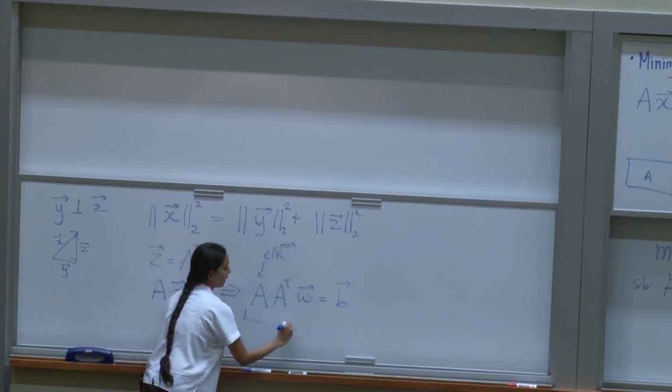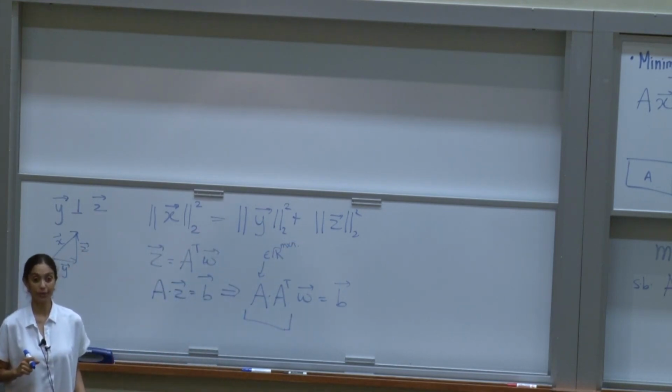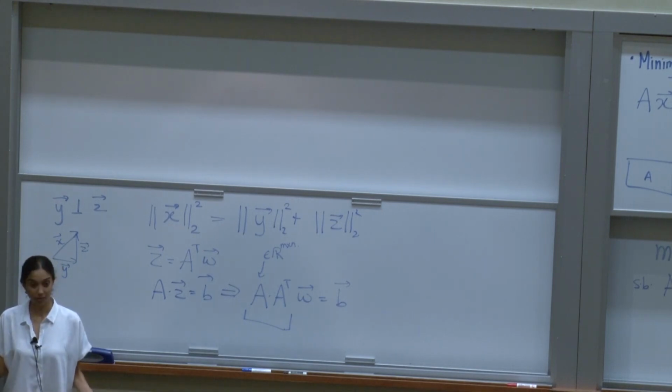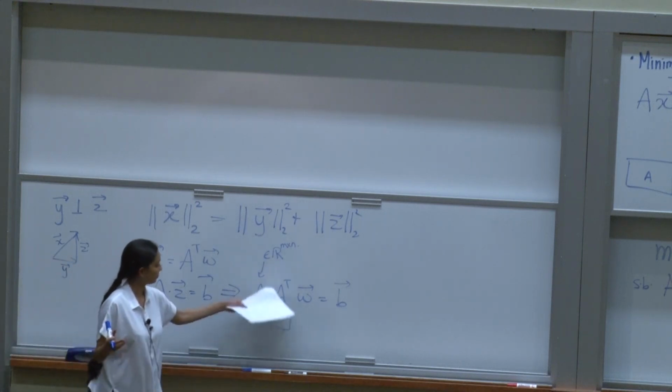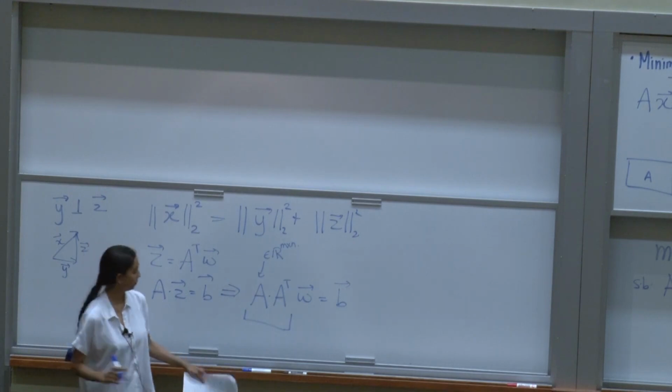What is nice about A A transpose now? It's a square matrix, right? Is it always going to be invertible? Not really, right? A could be the zero matrix. A could be evil and scheming. But if A has full row rank, then A A transpose is going to be invertible. Let's assume that that is the case right now.